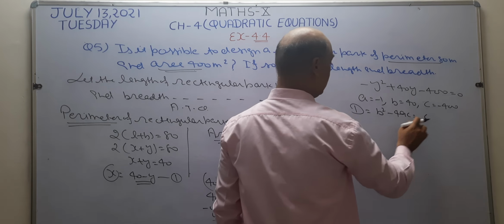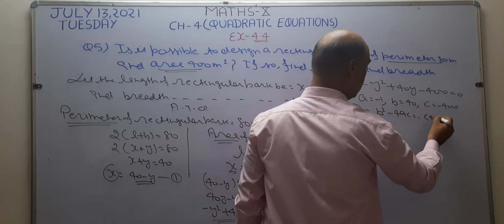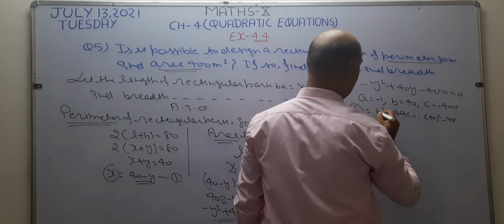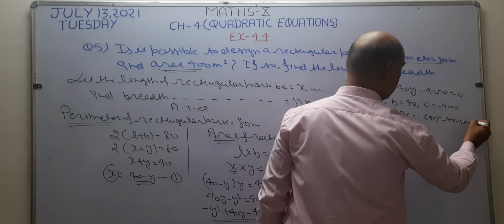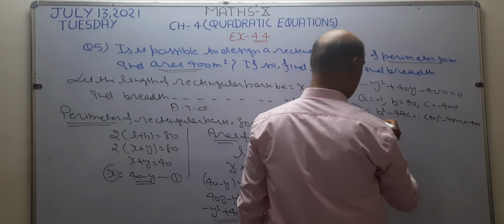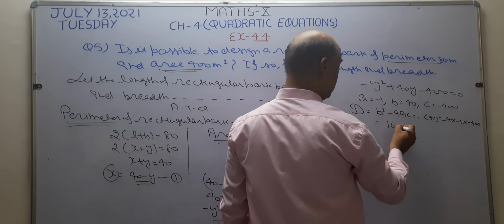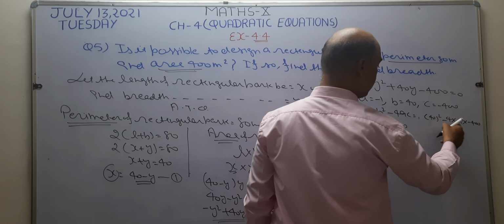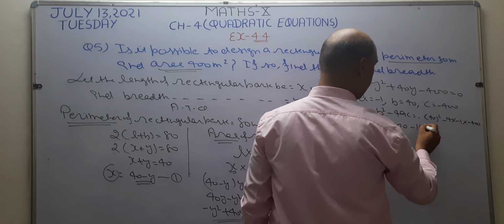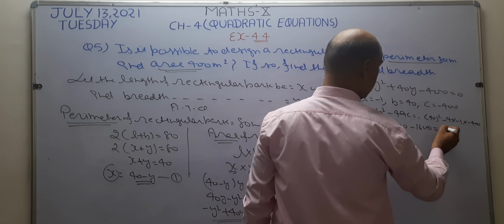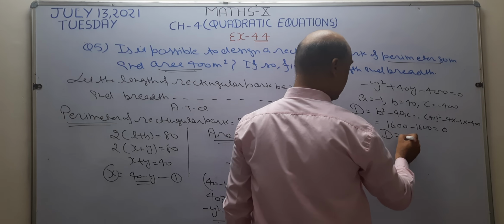What is B? B in this question is given 40 and its square. What is the value of A? Minus 1, and this is minus 400. So square of 40 is 1600, and minus minus plus plus minus minus. Again this becomes 1600. 1600 minus 1600 equal to 0, and D becomes 0.